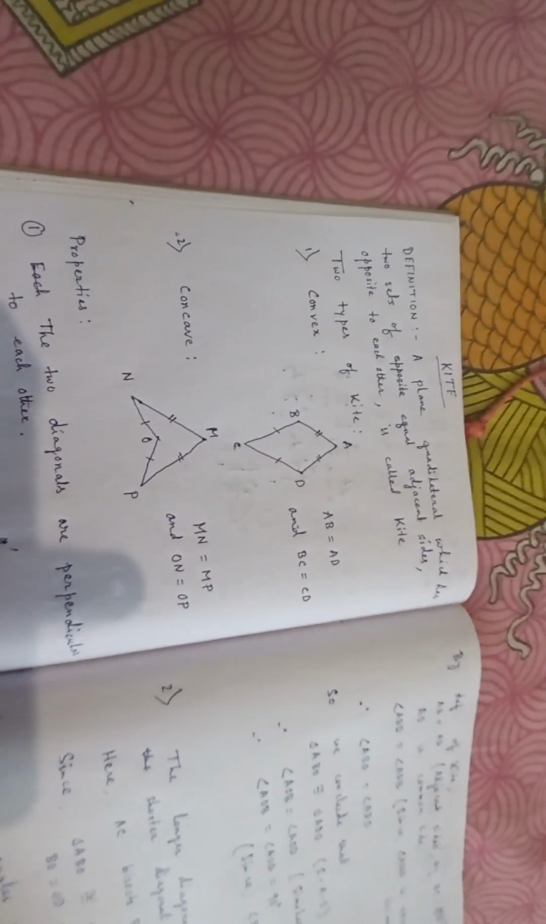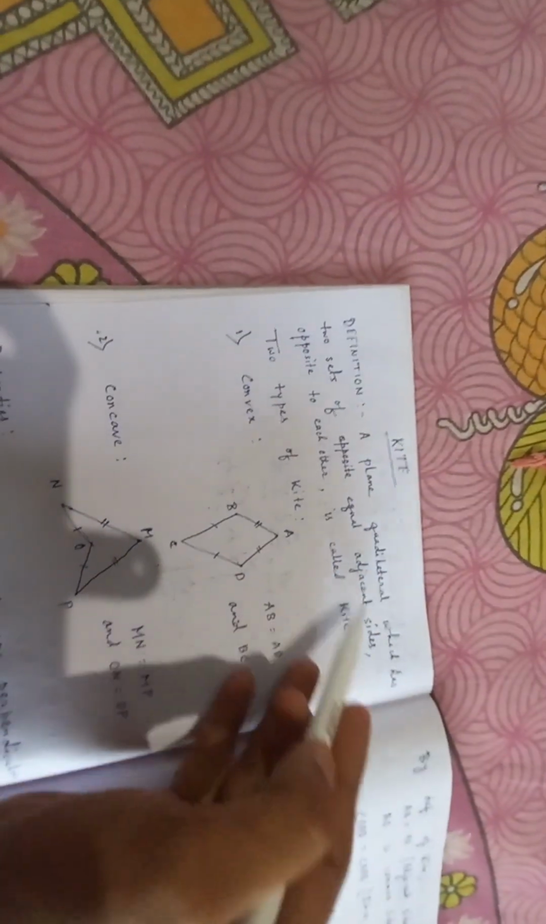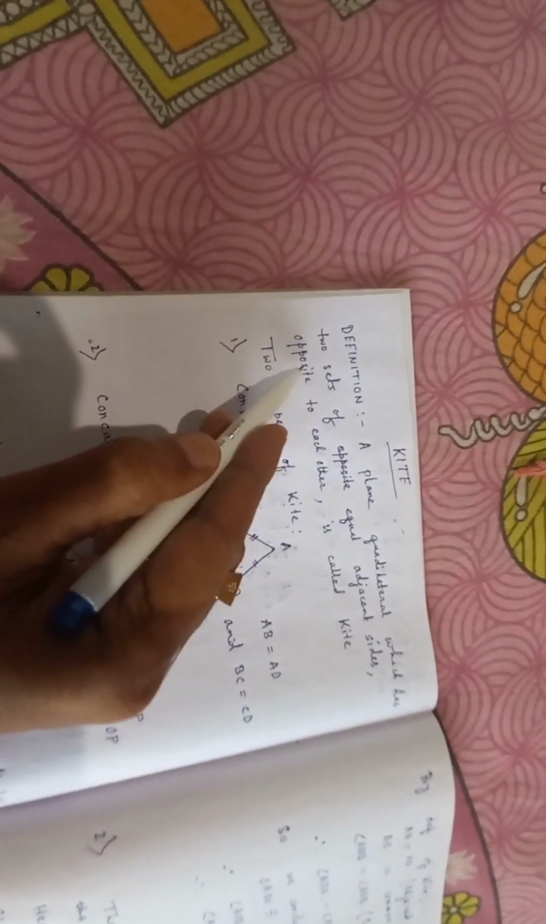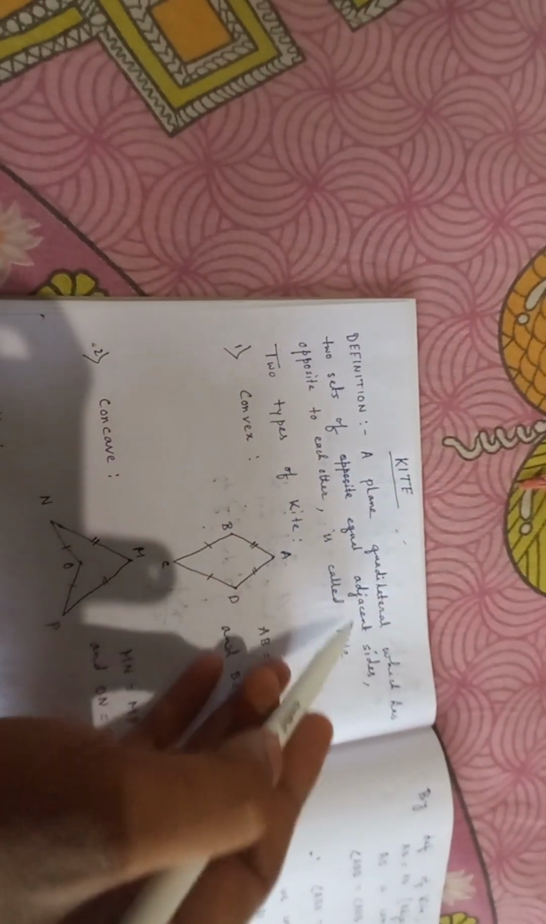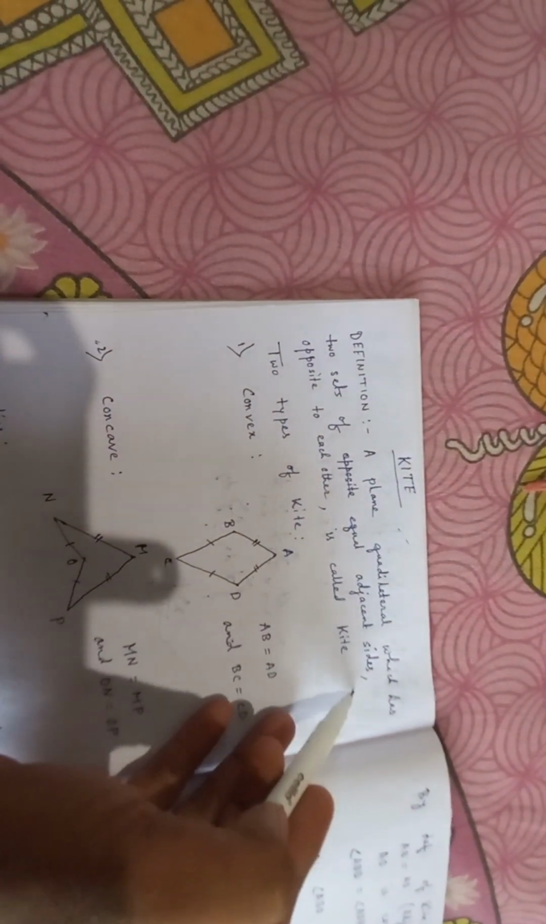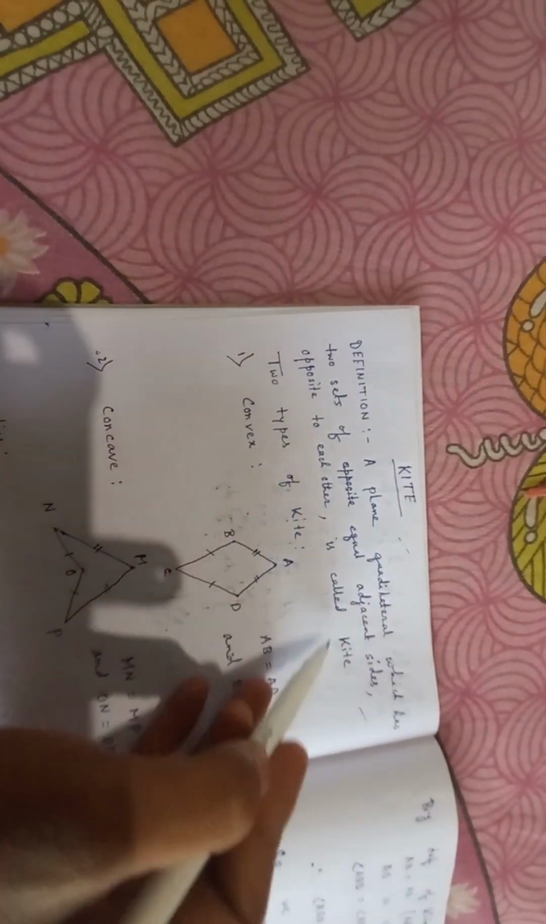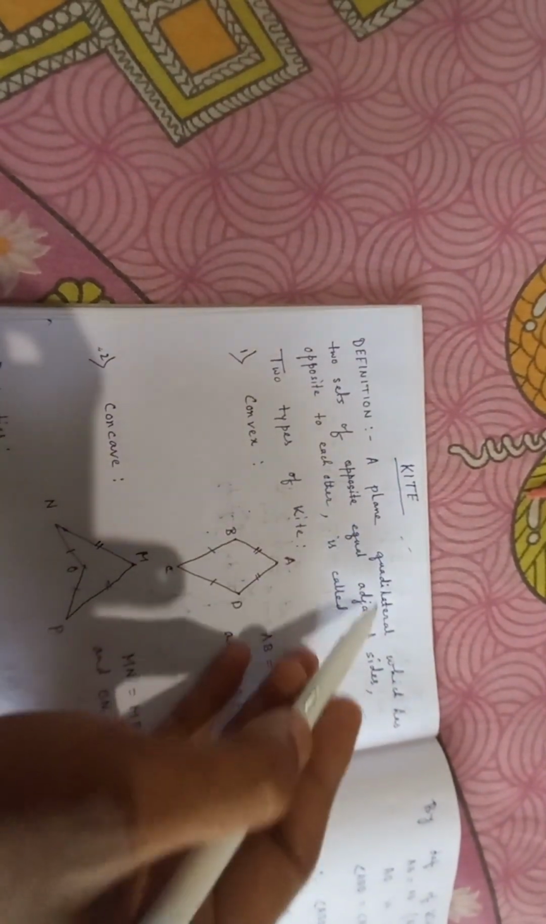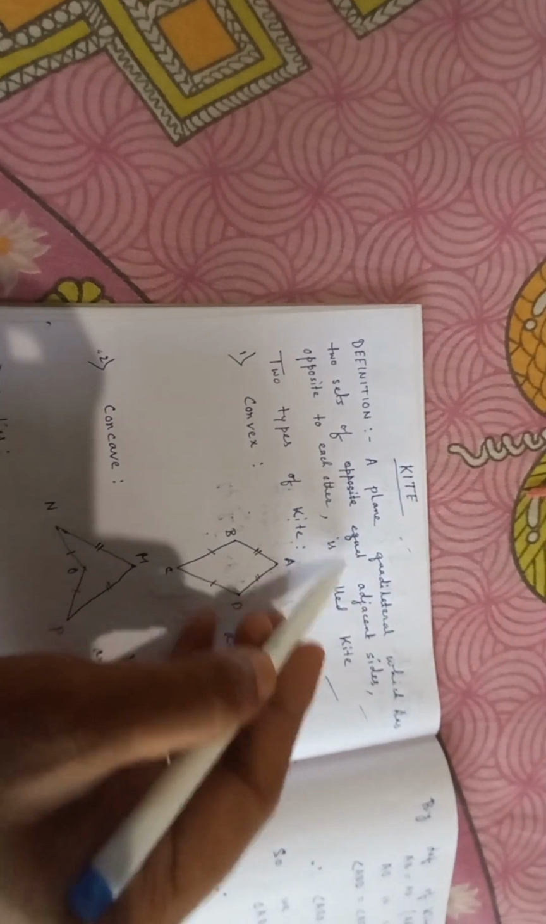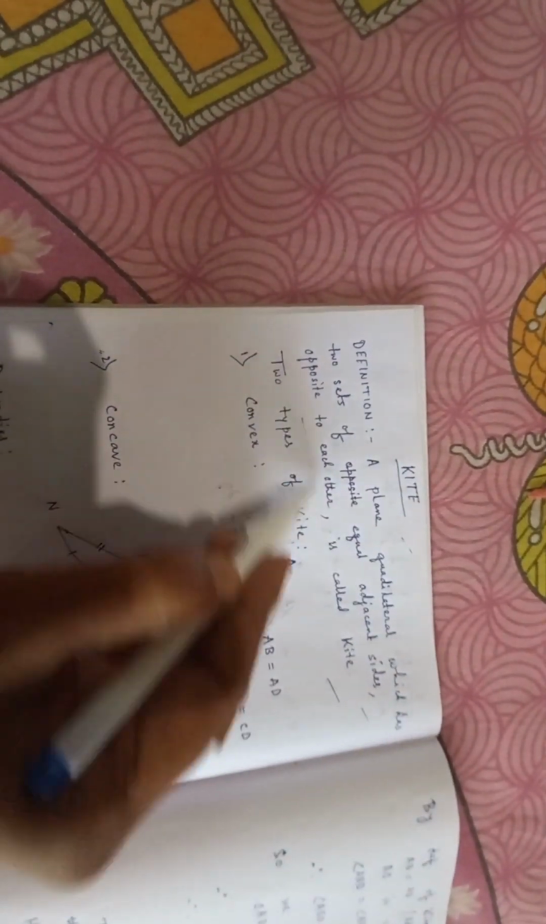Hello students, today I will discuss the kite. A kite is a plane quadrilateral which has two pairs of equal adjacent sides, opposite to each other. This is the definition of a kite. So it has equal adjacent sides opposite to each other.